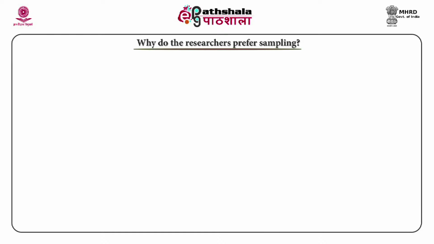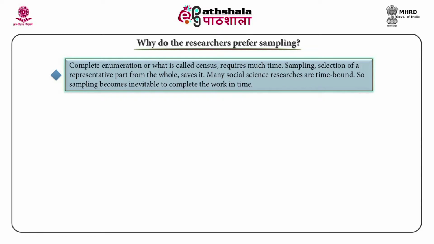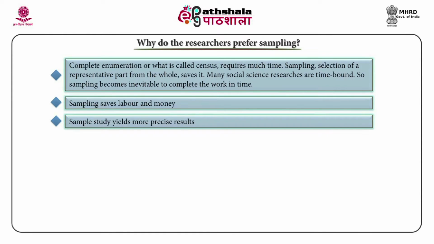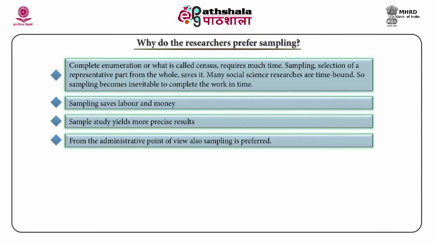Now, why do the researchers prefer sampling? Complete enumeration, or what is called census, requires much time. Sampling, selection of a representative part from the whole, saves it. Many social science research are time bound, so sampling becomes inevitable to complete the work in time. Secondly, sampling saves labor and money. Thirdly, sample study yields more precise results. Fourthly, from the administrative point of view also, sampling is preferred.